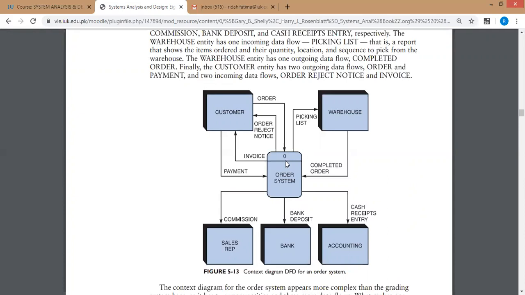There are 5 entities. You can see them on the screen: customer, warehouse, sales representative, bank, and accounting. These are the 5 external entities that are going to participate in our context level, in our entire system. We have multiple data flows over here. Each data flow is representing a process that will be further elaborated.